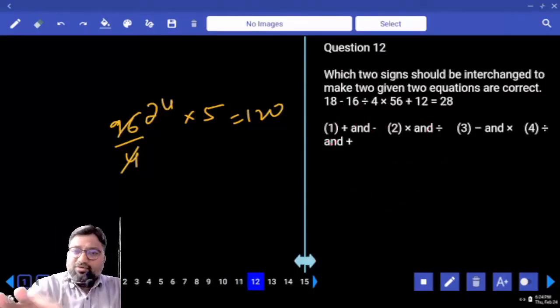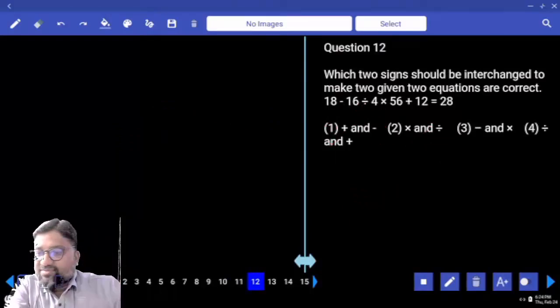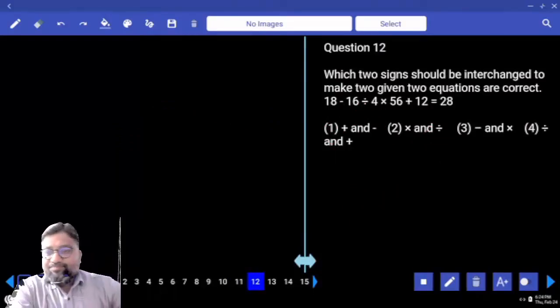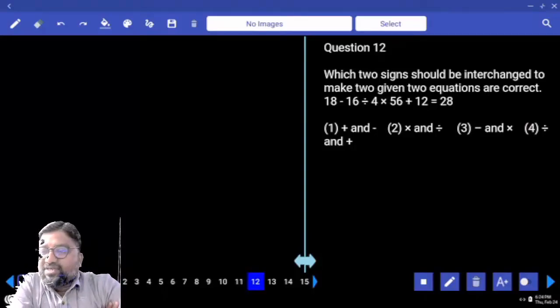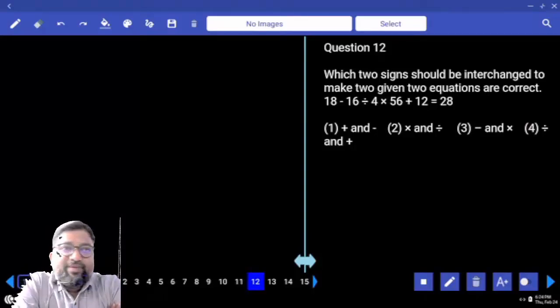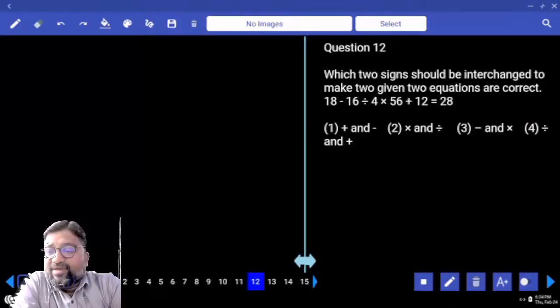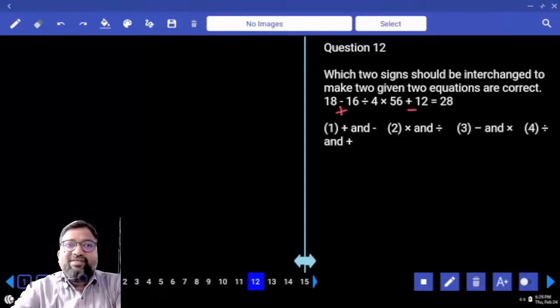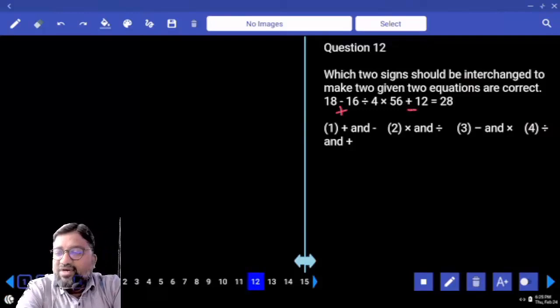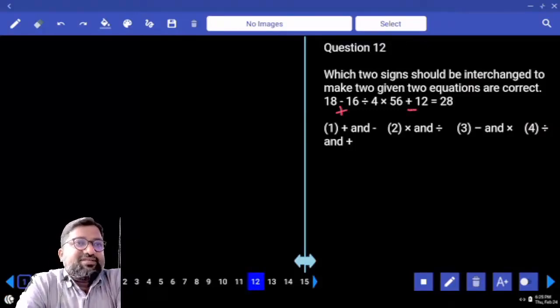Next, I see a question on BODMAS rule. Let me try to solve this question. Come on. You are supposed to interchange any two signs to make the answer correct. Look here. Plus, minus, so if I interchange, this becomes plus here and this becomes minus. Anyway, you have to do division first and product next.